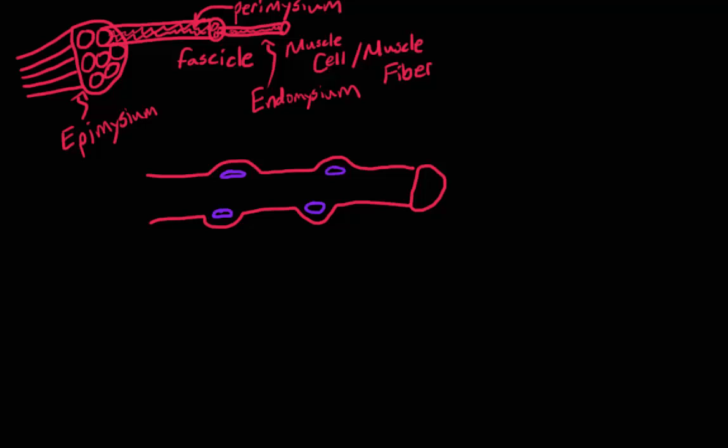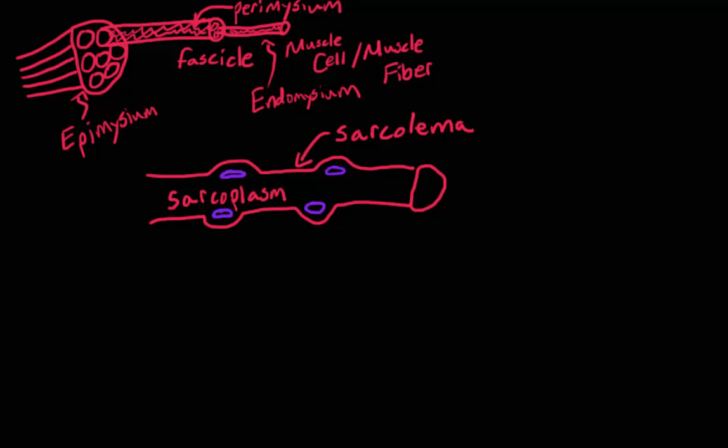And this inside area in the cell, typically in a normal cell we would call it the cytoplasm, but in the muscle cell we'll call it the sarcoplasm. The outer membrane, what we would normally call the plasma membrane, in this case we will call the sarcolemma, excuse me. So we would call this the sarcolemma.